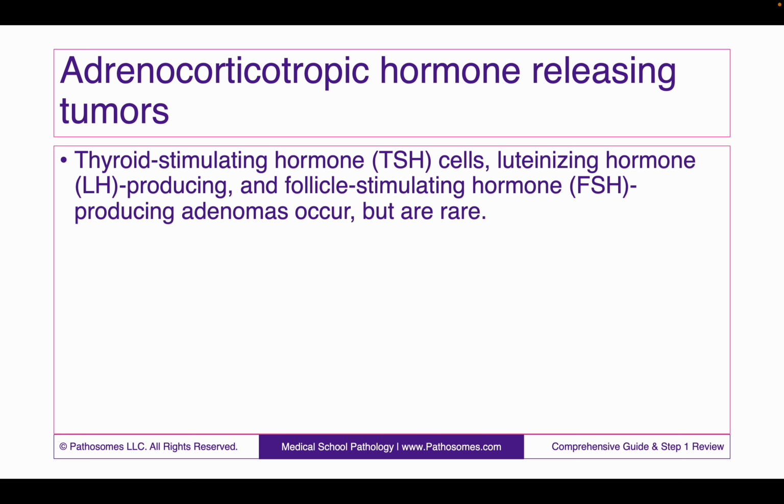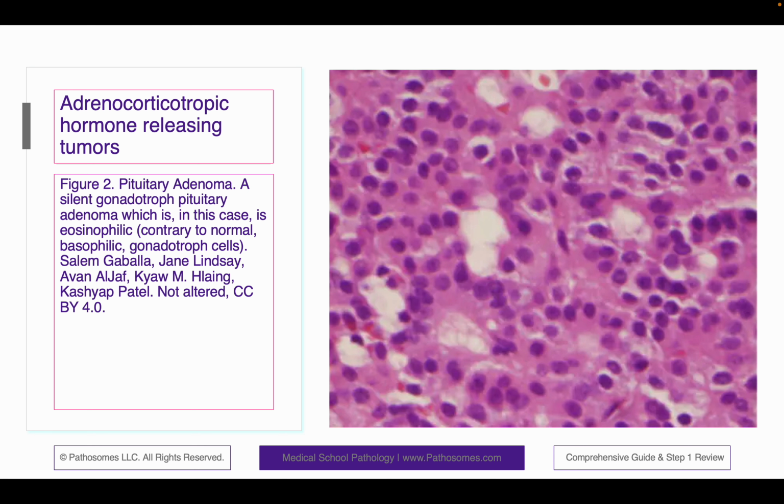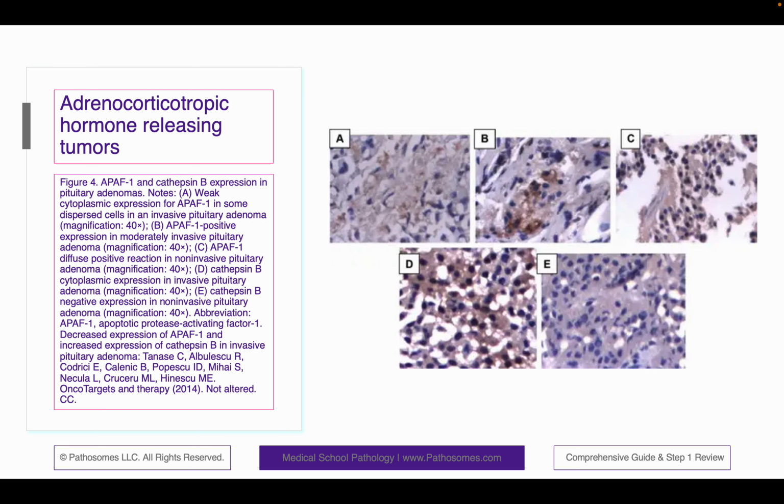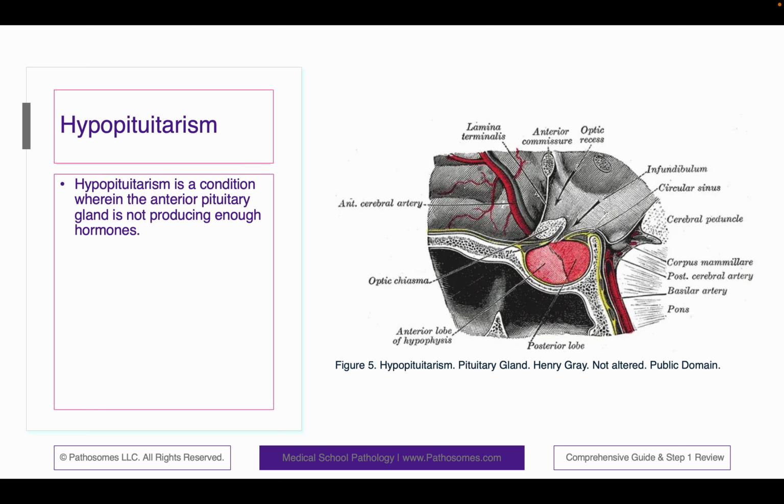Thyroid stimulating hormone cells, luteinizing hormone producing, and follicle stimulating hormone producing adenomas occur, but those are rare. And here we have a silent gonadotroph pituitary adenoma, which is, in this case, very eosinophilic, contrary to the normal basophilic gonadotroph cells. And here we have a somatotroph pituitary adenoma showing acidophilic cytoplasm. And here we have various stains that you will not be asked about unless you are a surgical pathologist doing your fellowship.